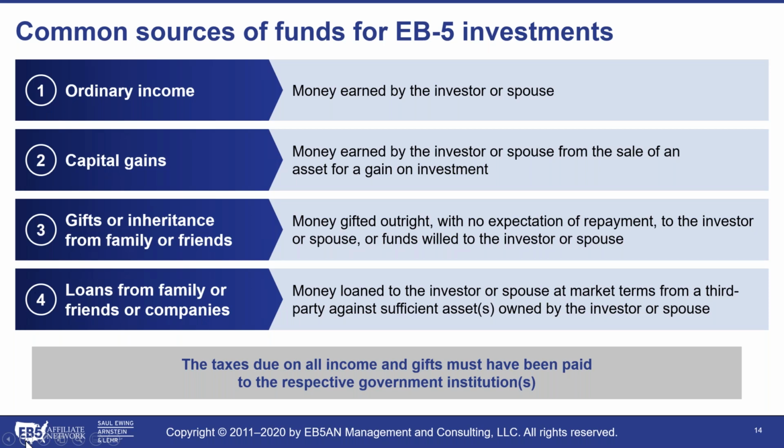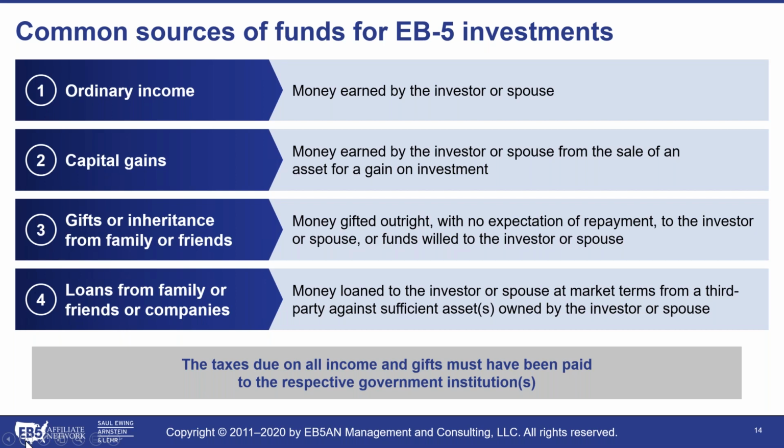Then gifts, inheritance from family or friends, so money given without any expectation of repayment, or funds that are inherited from family or other members. Then fourth, finally, loans. So loans are allowed. So if you owned a home and you decided to take a mortgage on that home, or you had a business and you took a loan, then as long as you can show that you owned the home and you took the loan, and would show the funds coming from the bank to you as a result of that loan, then that loan capital could be used as part of your source of funds for your EB-5 investment.